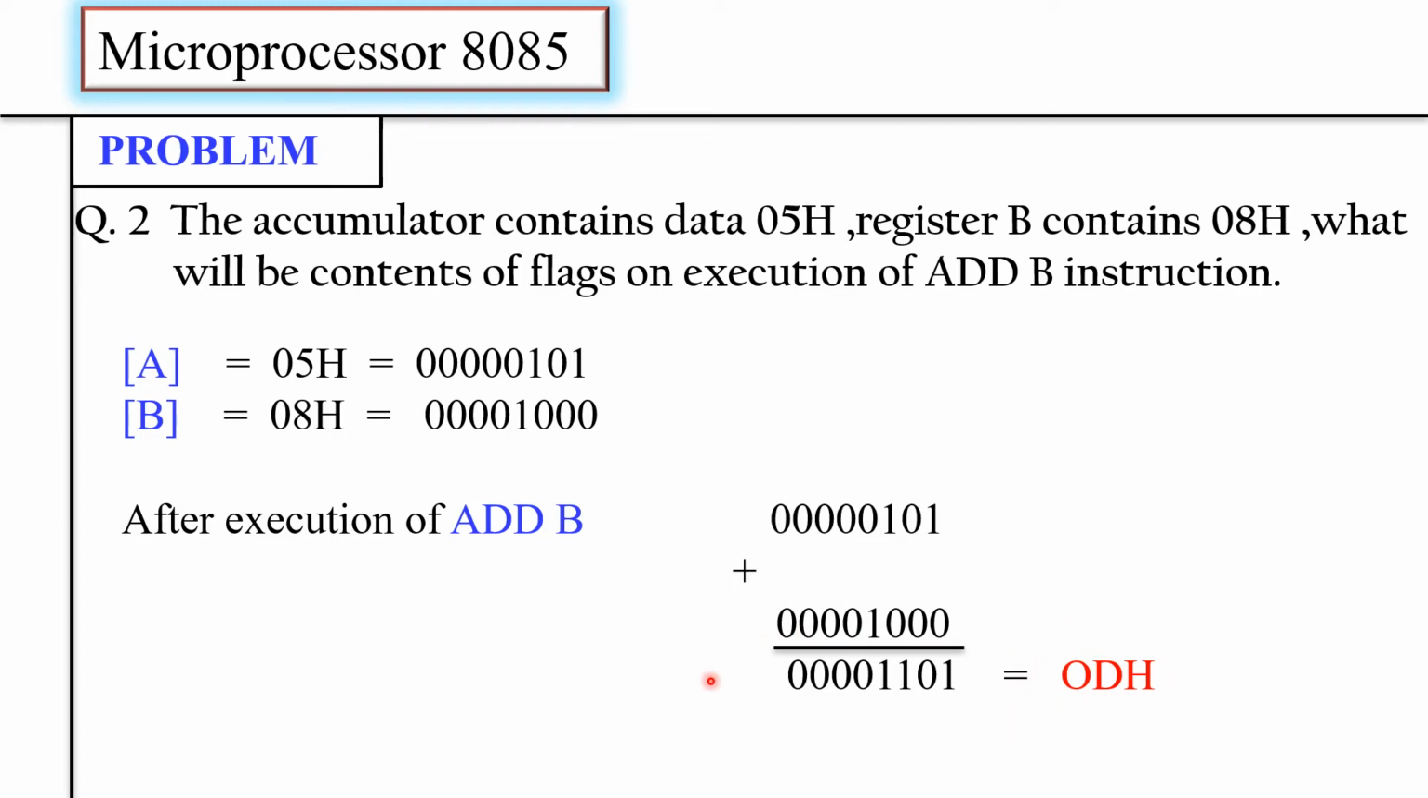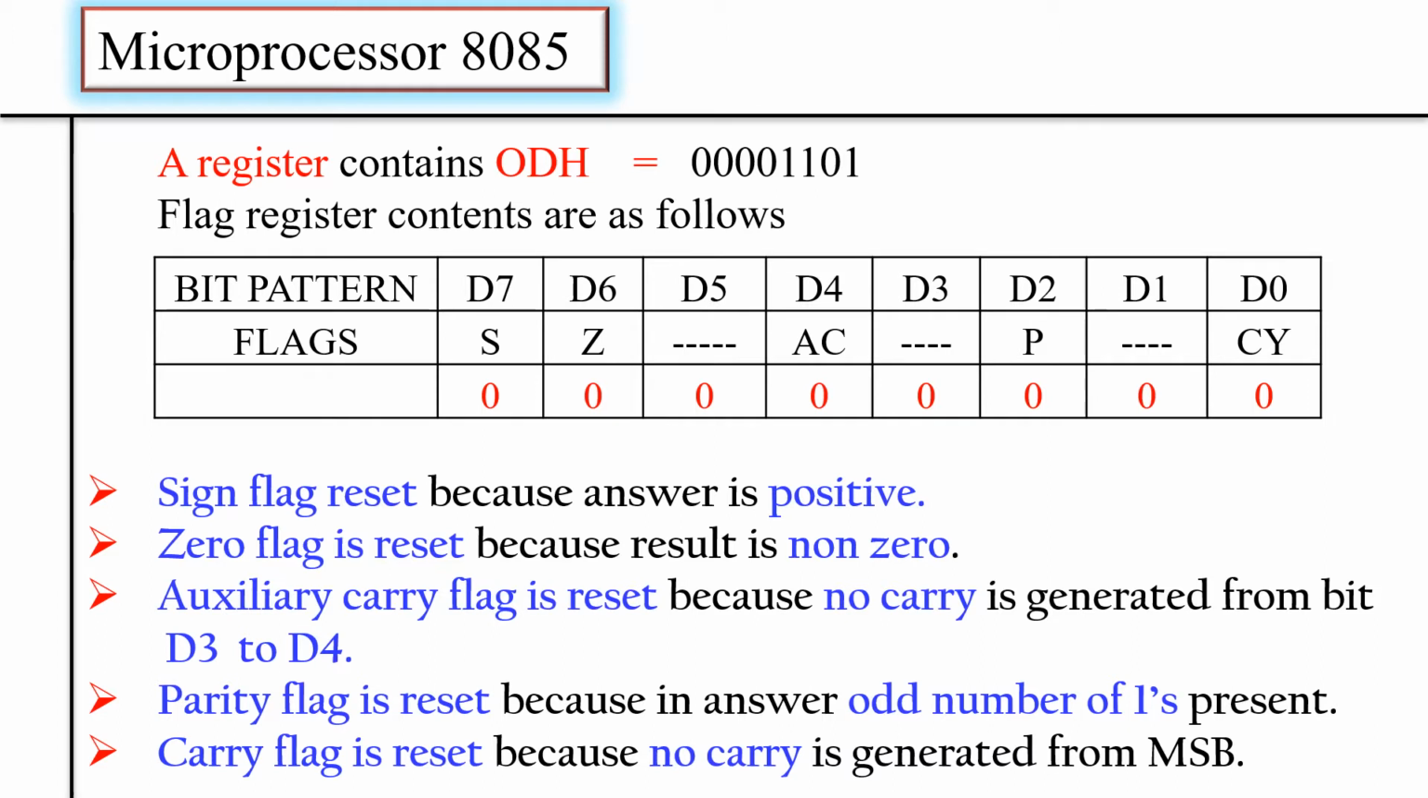Now, based on the result obtained in the accumulator, we will see which flag is set and which flag is reset. See, there is no carry generated from the D7 bit, so the carry flag is reset. Clear? So we have an 8-bit result, and no 9th bit is generated. Let us see which flags are set and reset based on the result. After the execution of the instruction add B, the accumulator contains the result 0DH. Seeing the result, we have to write the status of the flags.